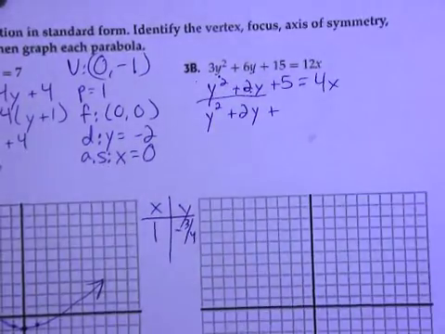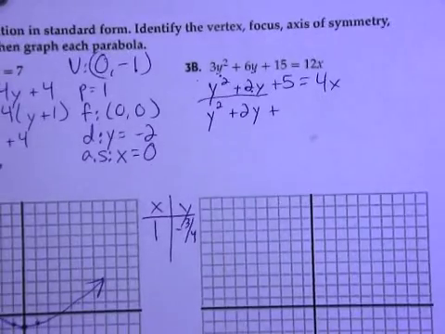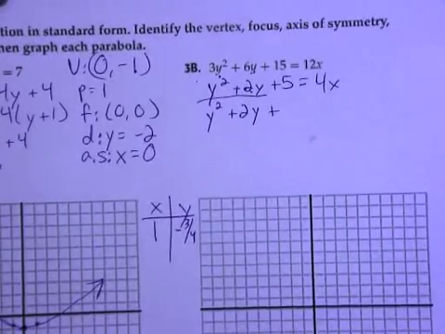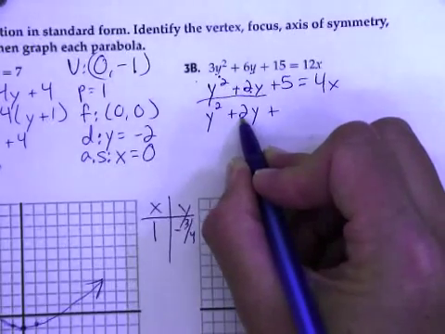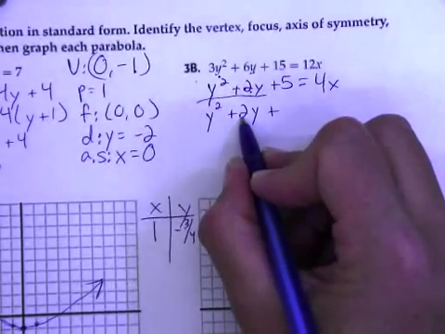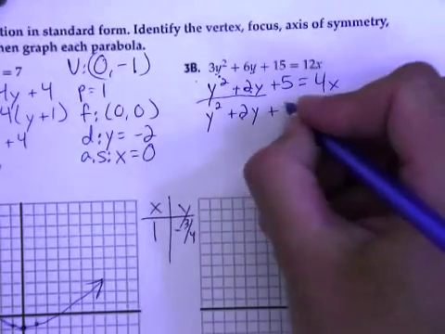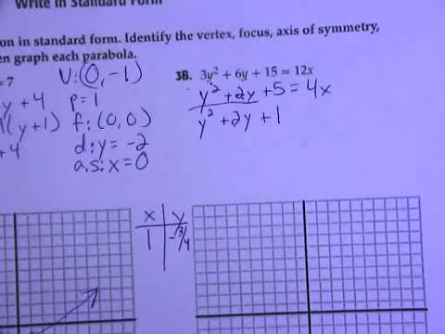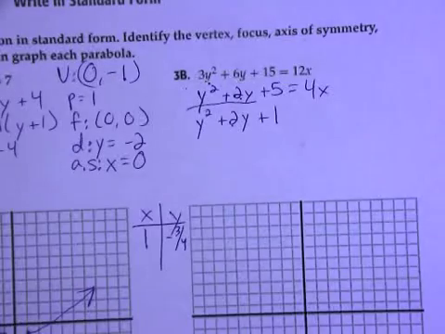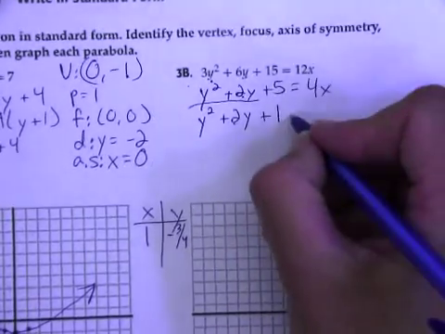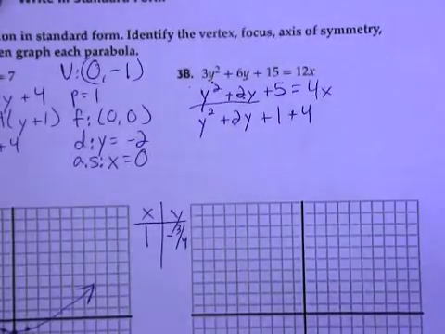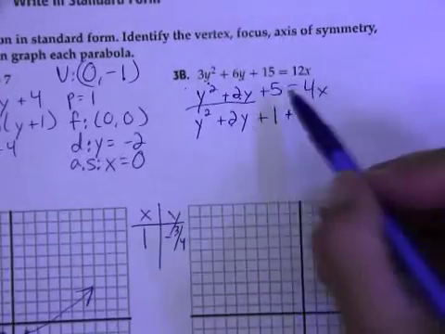We did this before at the very beginning of the year. We completed the square. All right, so I'm trying to find out what number I need to add to this expression in order to get a perfect square trinomial. Remember how to do that. You take this term, divide it by 2, and square it. So 2 divided by 2 is 1, 1 squared is 1.